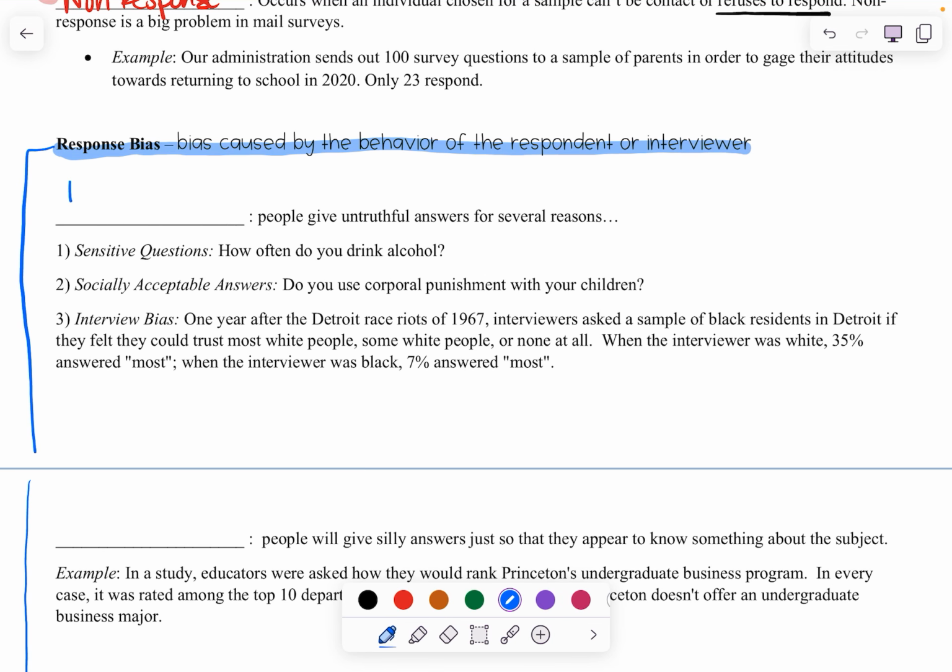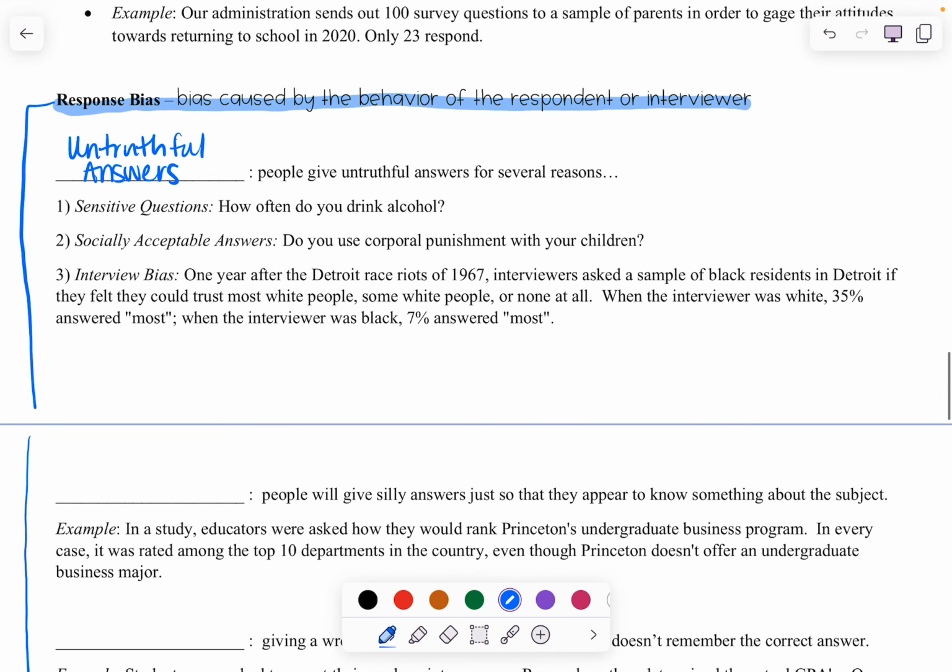The first thing is, it's just untruthful answers. A lot of the time, if someone's asking the question and you don't want to get in trouble, or you don't want to be judged, or you don't want them to tell your parents, you give them an untruthful answer. Basically, you lie. So one of the examples is, how often do you drink alcohol? If your principal is asking you that, you're probably going to tell them no because you should be telling them no. But you may potentially be lying just because you don't want to get in trouble for doing something you're not supposed to be doing. That would be a form of response bias. You answer, or they answer, in a different way than what is the actual truth.